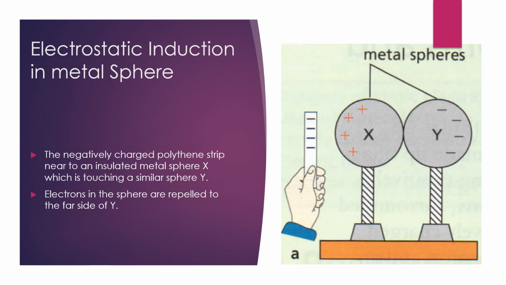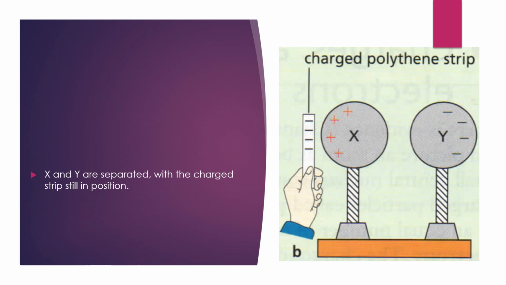So when you bring the negatively charged object near the metal sphere, the induction will happen. And you can see that polarization occurs. The electrons will be repelled to the furthest side, in the Y sphere, and leave the protons in the X sphere. You can see that it starts to divide the charge. So after the electrons are distributed to the farthest area, in the Y metal sphere, then you can separate them. Separate the two metal spheres. Of course, before you separate them, you have to make sure that the rod, the charged object, is still in position. And then see what will happen.